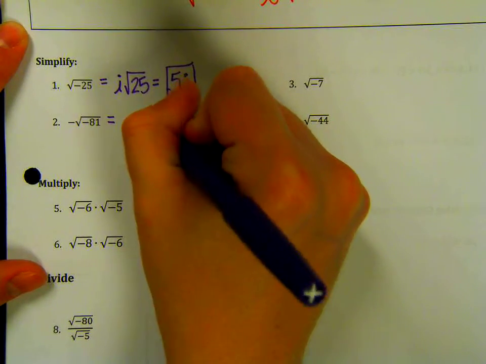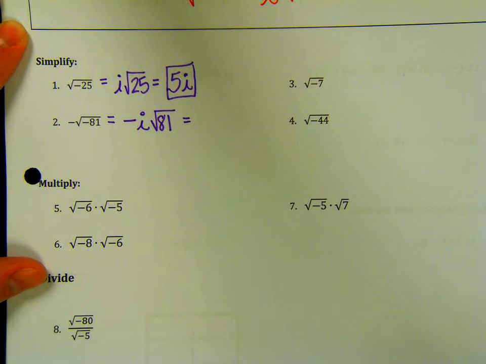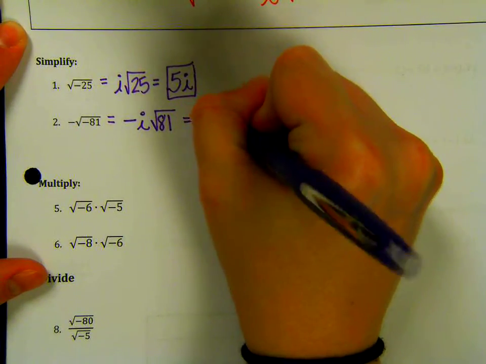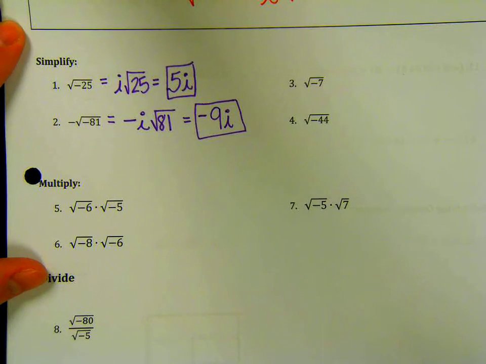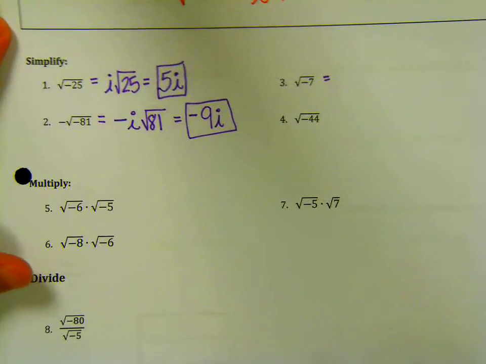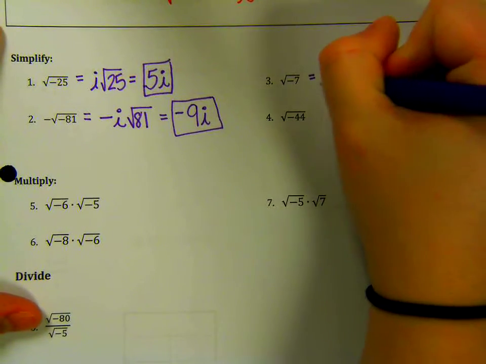Amber, you need this one? I must have forgotten you over there. Sorry. You're welcome. What'd you say? Negative 9i, yes.